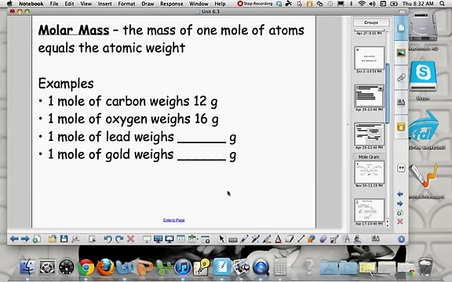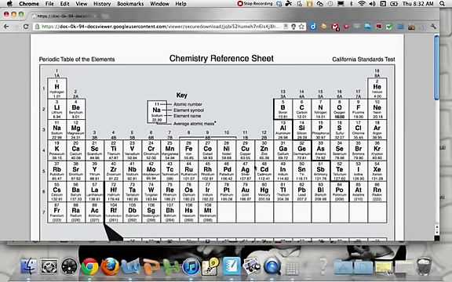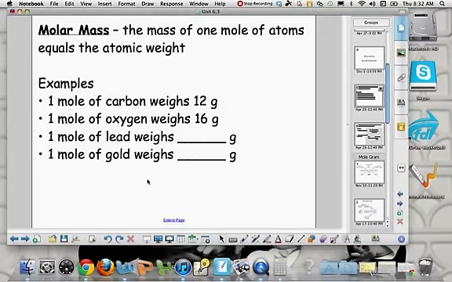Well, for 1 mole of lead, we have to look it up on the periodic table. Anytime we're looking at the mass of something, the mass of a mole, we have to look it up on the periodic table. So I'm looking for lead, Pb. Here it is down here. Lead has an atomic mass of 207.2. We're just going to round these to make these calculations simple. 207.2, let's just round that to 207. That's the mass of lead.